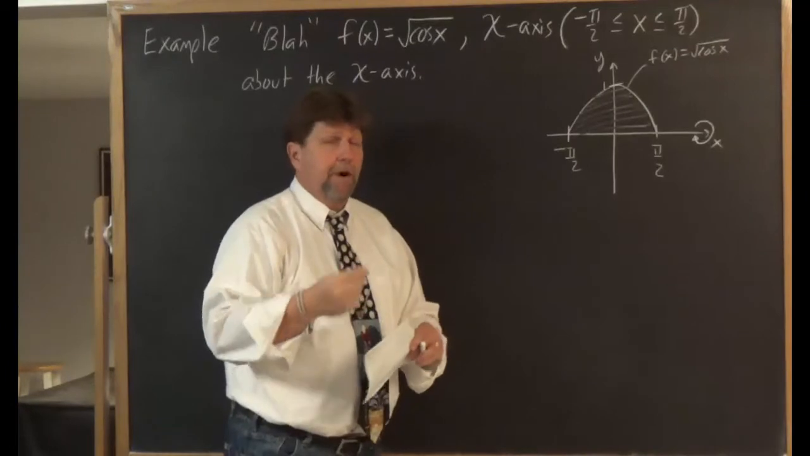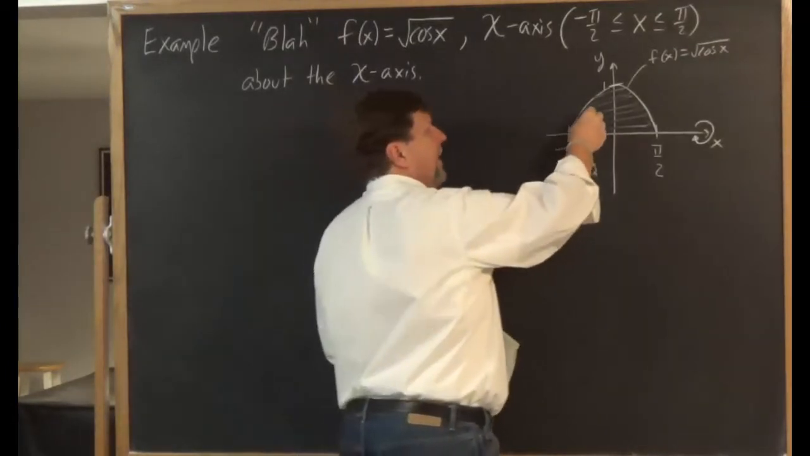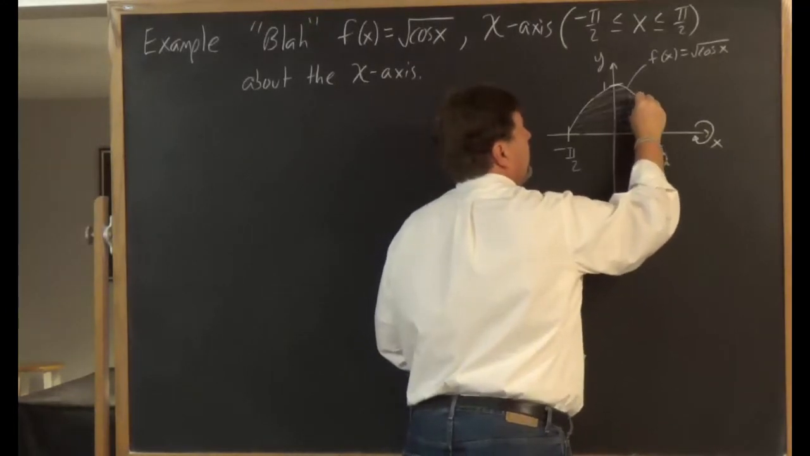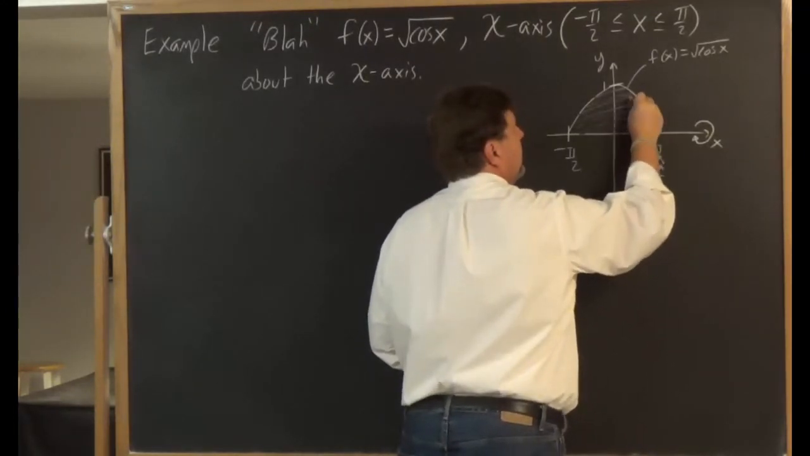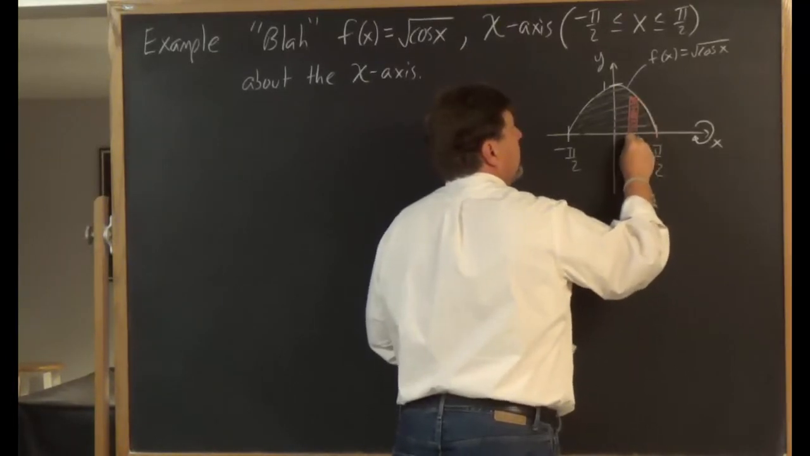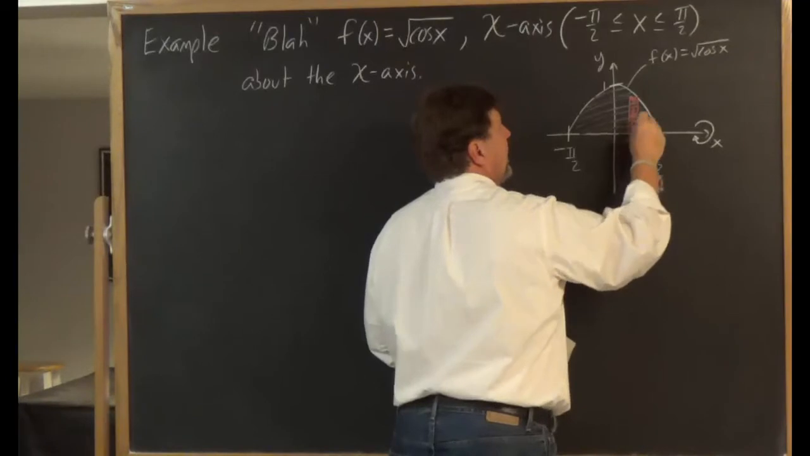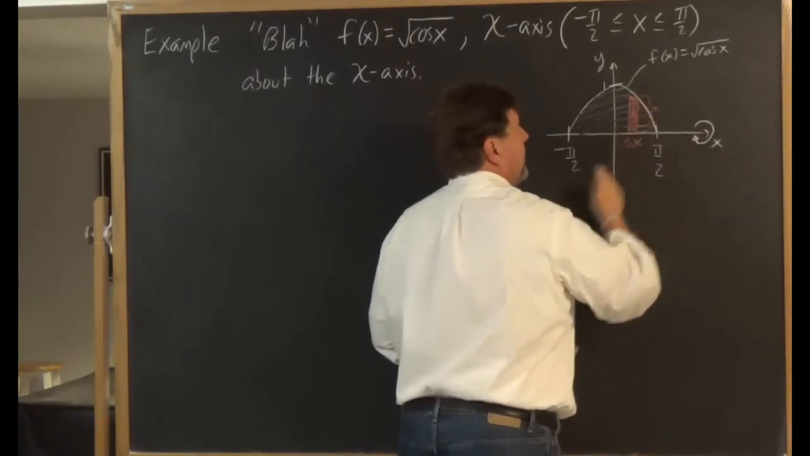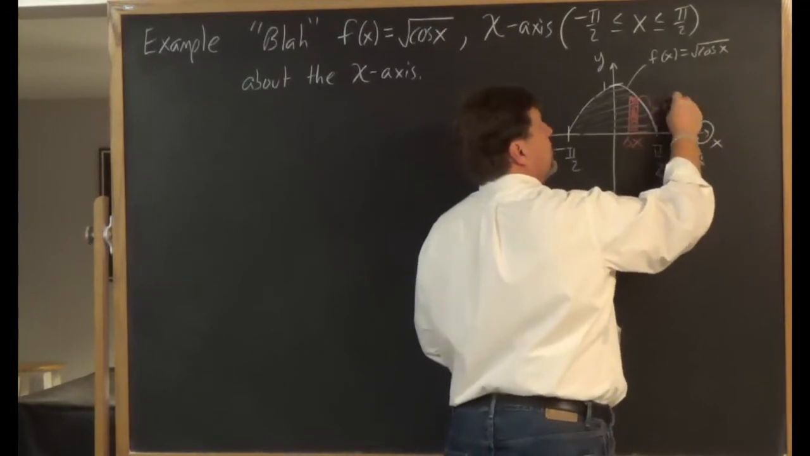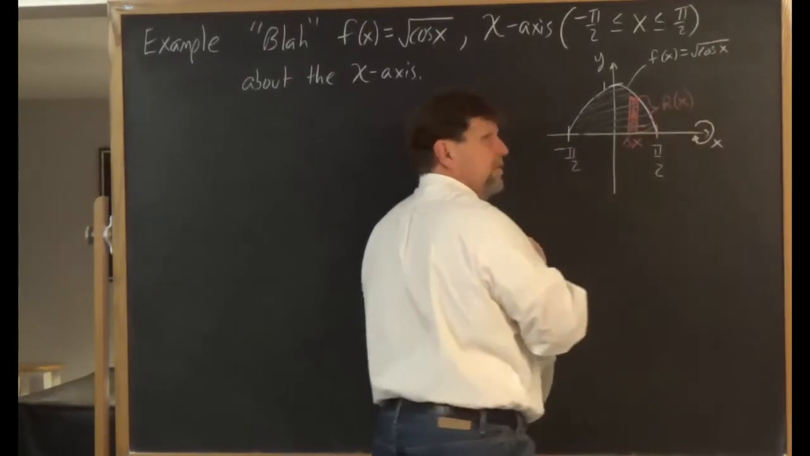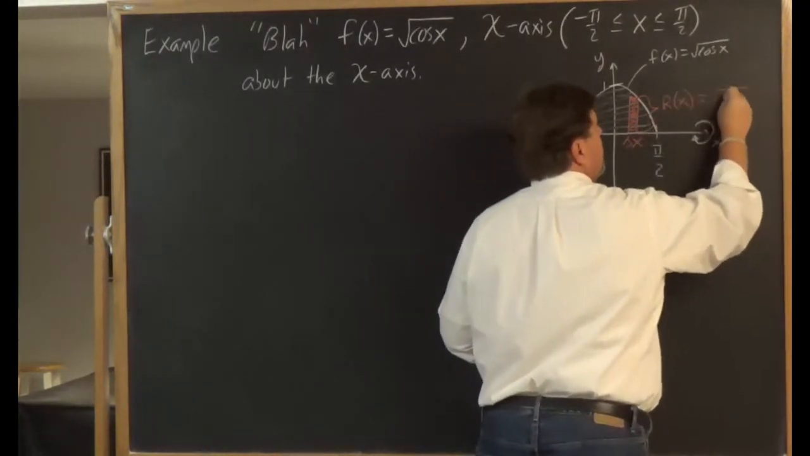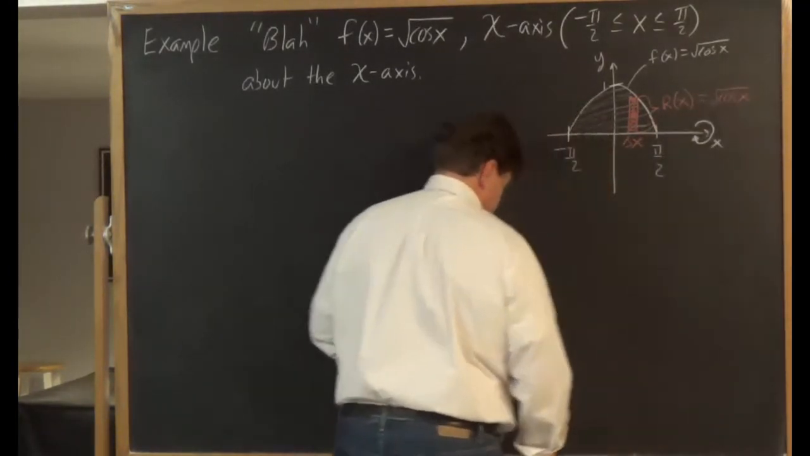So I put in a representative rectangle. Doesn't matter if I put it over here or over here. I'm just going to generically put my representative rectangle right there. And I kind of shade it. The base is delta x. The height of that representative rectangle, which gives us the radius of the circular face of the actual disk, big R of x, is the square root of cosine x.